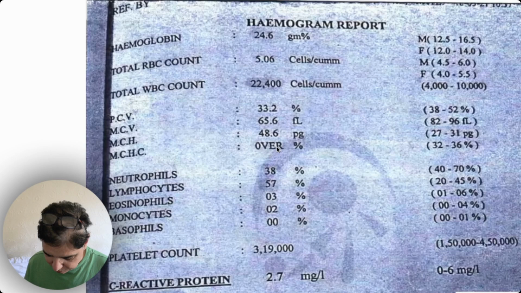Another similar report. Here the doctor has even written kindly recheck. Look at that. Again, a full blood count report. Look, hemoglobin is 12. Packed cell volume or hematocrit is 21.